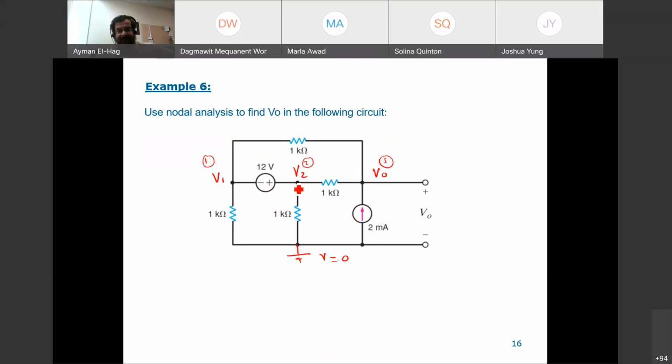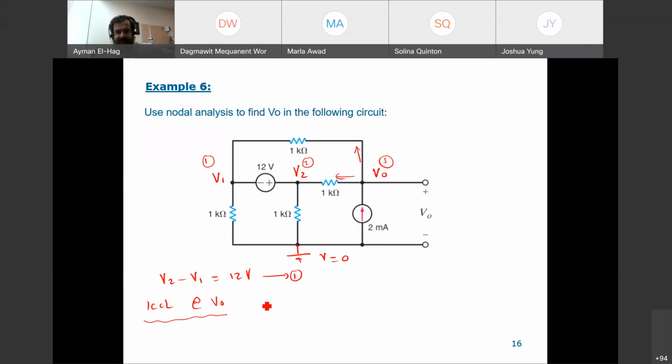Okay, so here we have V2, it's very clearly V2 minus V1. So V2 minus V1 is equal to 12 volt. So that is my first trivial equation. Then I will apply KCL at my V0. Here I will assume the current here is leaving, the current here is leaving, and this current is entering, so I can't do anything about it.